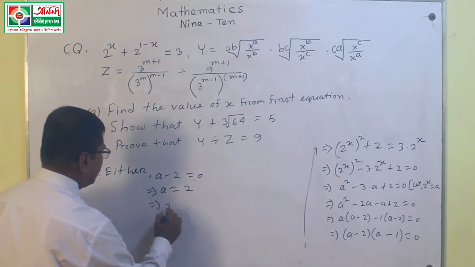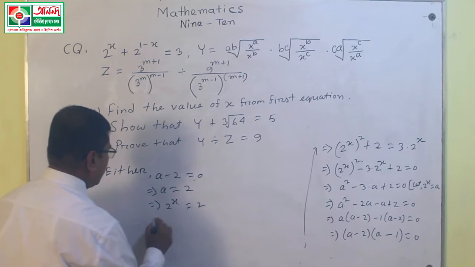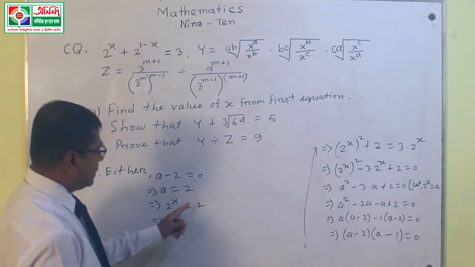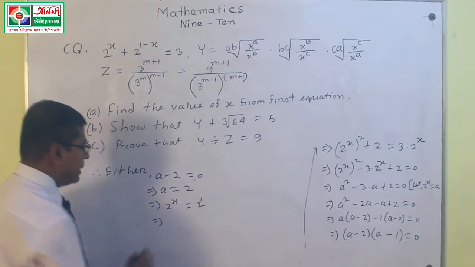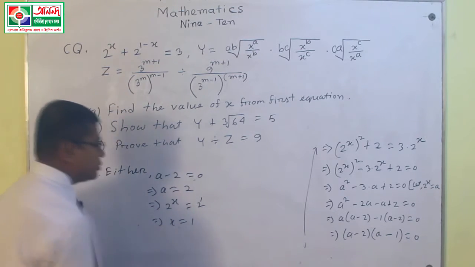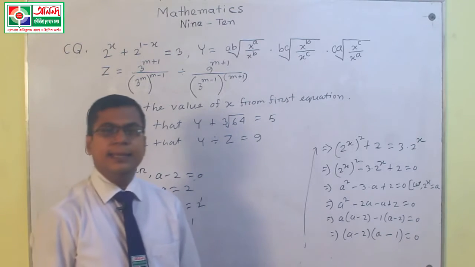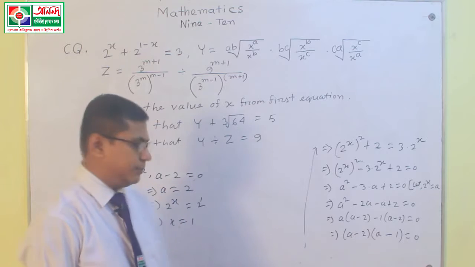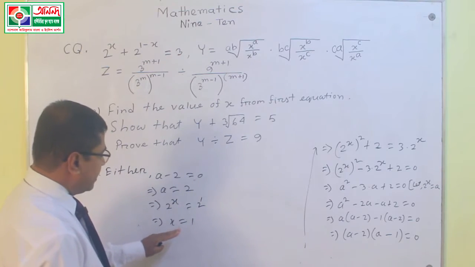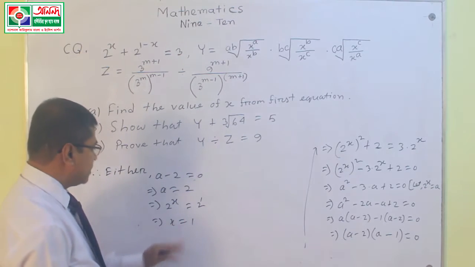Now we can write 2 to the power x equal to 2, here power is 1, so we can write x equal to 1, because in any equation if the bases are same we can write the powers are same. So we have already found the value of x equal to 1.